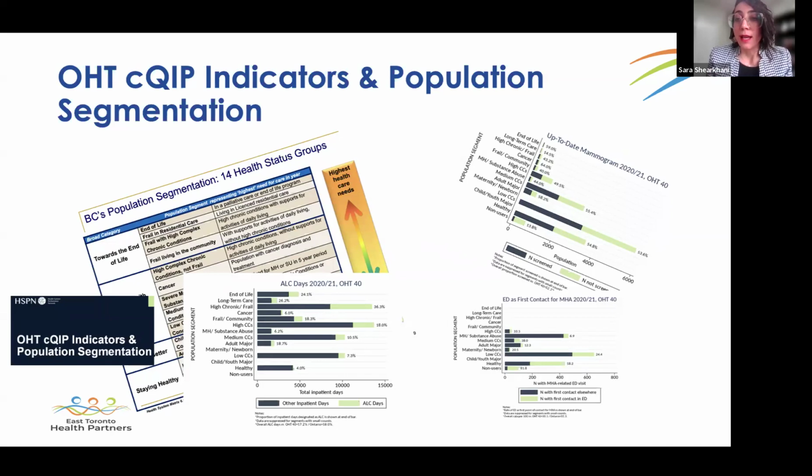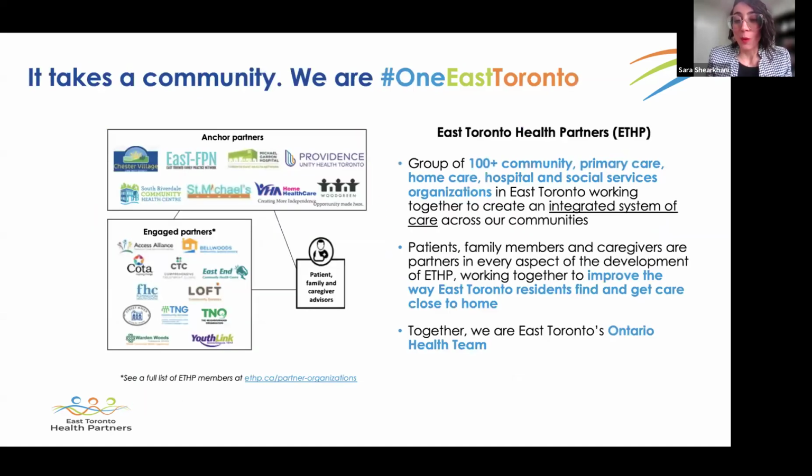Next slide, please. As an OHT, as East Toronto Health Partners, or East Toronto OHT, we also received this package. East Toronto Health Partners is a group of more than 100 community, primary care, home care, hospital, and social service organizations in East Toronto that work together to create an integrated care system. We strive to partner with patients, family members, caregivers, and community members to improve the way East Toronto residents find and get care close to home.